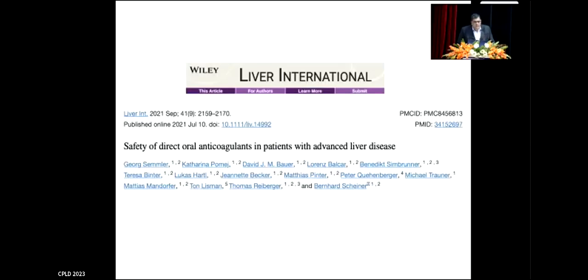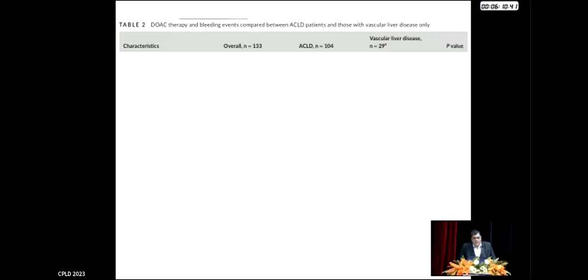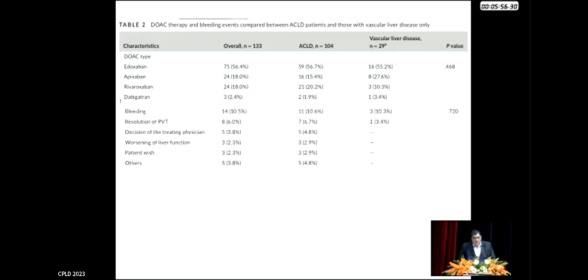This is again a study published in Liver International 2021, safety of DOACs in patients with advanced liver diseases, 133 patients total, 104 advanced chronic liver disease, and 29 vascular liver disorders. Very few patients on dabigatran, majority of the patients were on edoxaban, some patients on apixaban, very few on rivaroxaban and dabigatran. If you look at the data on bleeding, almost 10% significant bleeding risk. The resolution of PVT was poor, less than 10%.